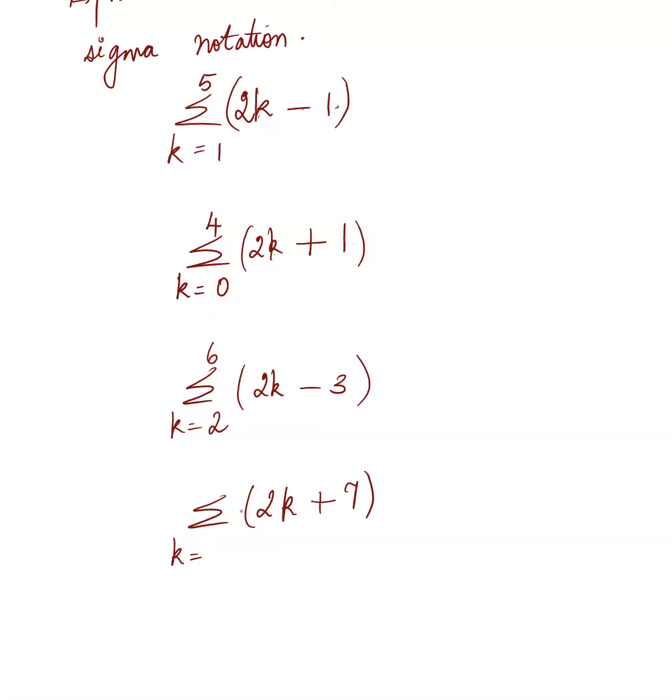When k is negative, I need to go lower to offset this plus 7. So negative 1 will be 2 times negative 1, which is negative 2, plus 7 will be a 5. And I don't want that 5 because we need to start at 1. So then I go for negative 2. 2 times negative 2 is negative 4. Negative 4 plus 7 will be a negative 3.